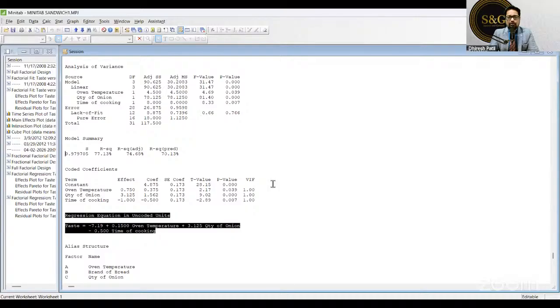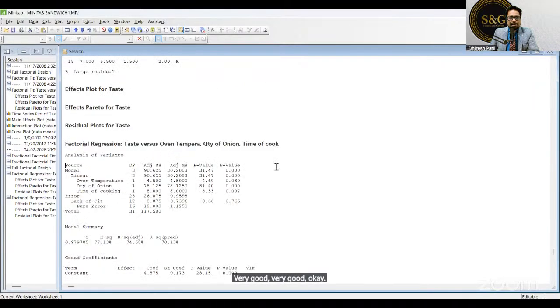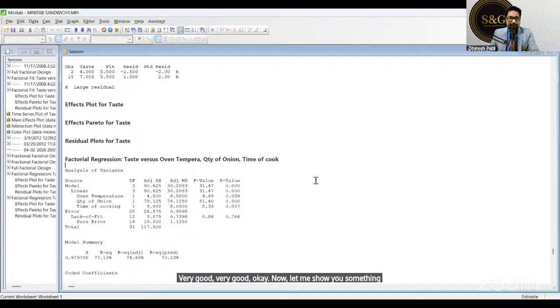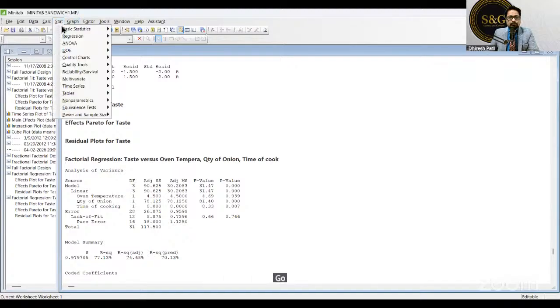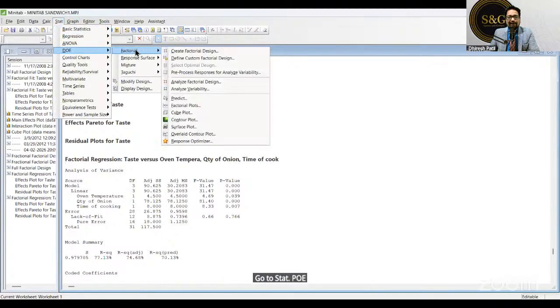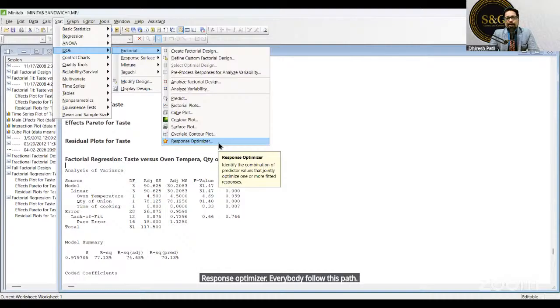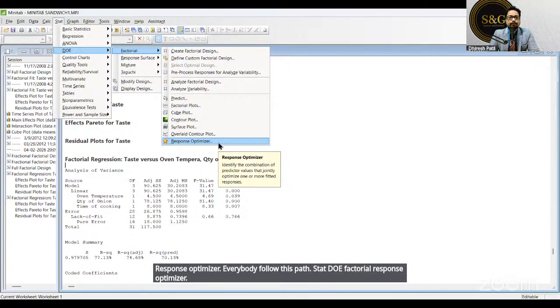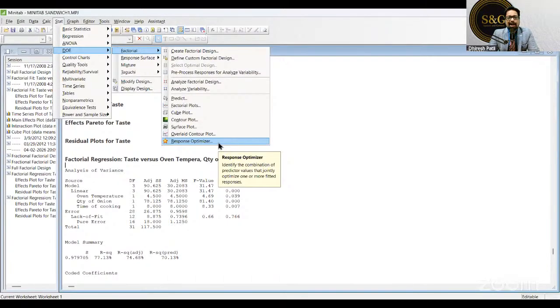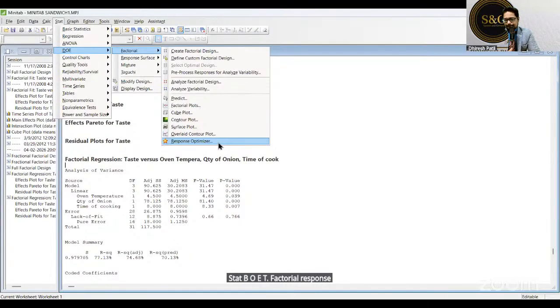Very good. Now let me show you something very interesting. Go to Stat, DOE, Factorial, Response Optimizer. Everybody follow this path: Stat, DOE, Factorial, Response Optimizer. Okay, click on that.